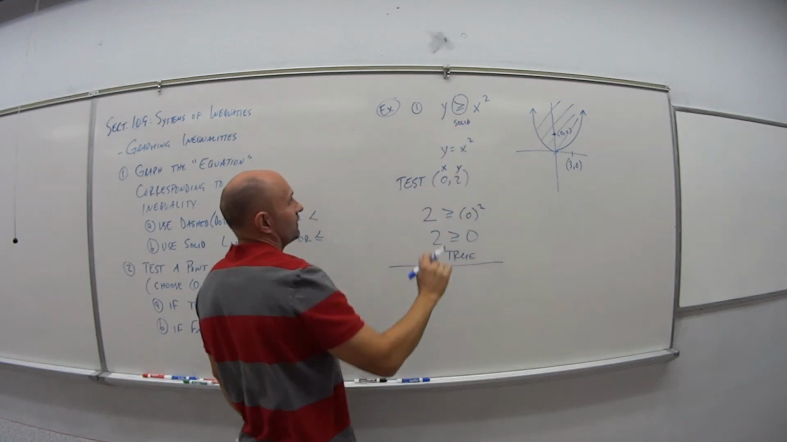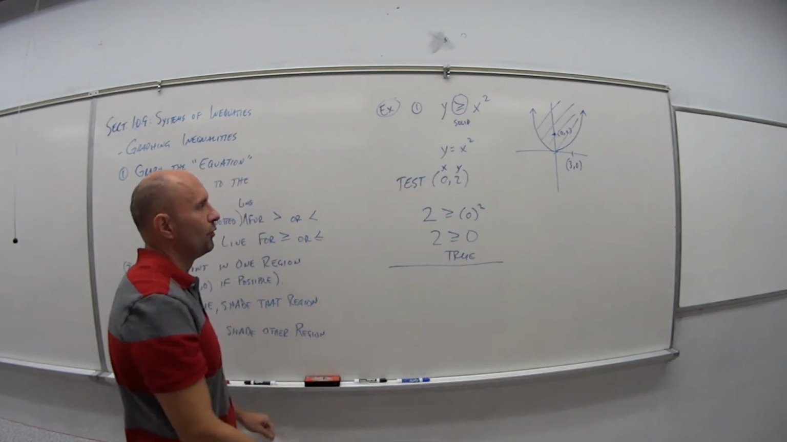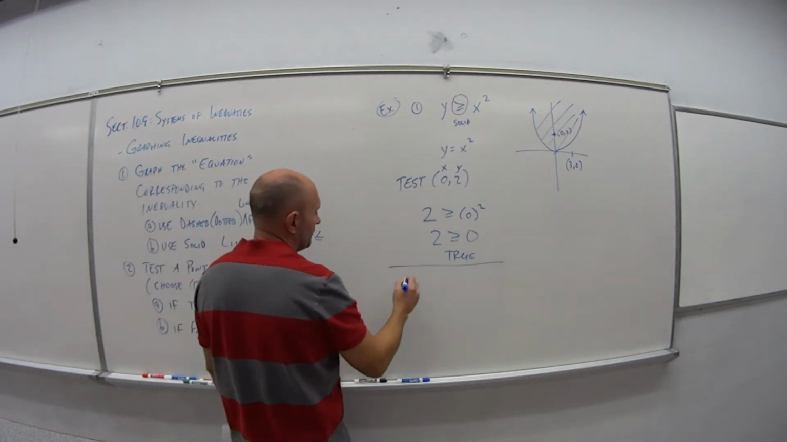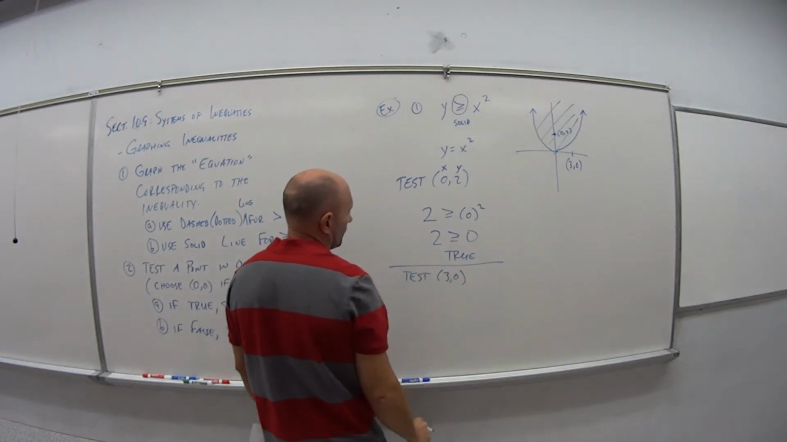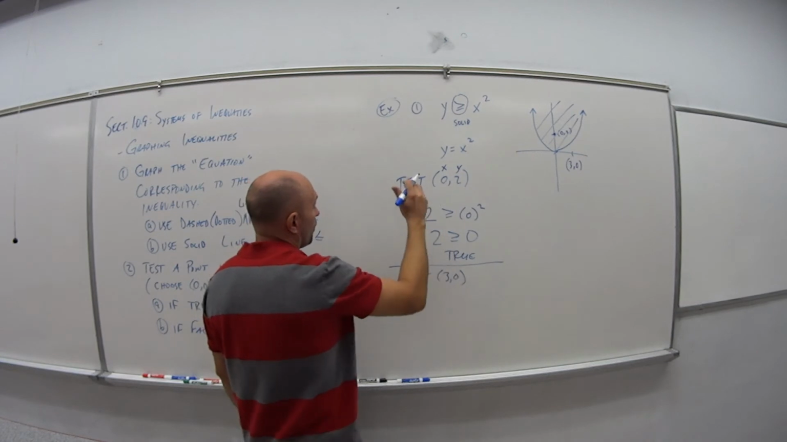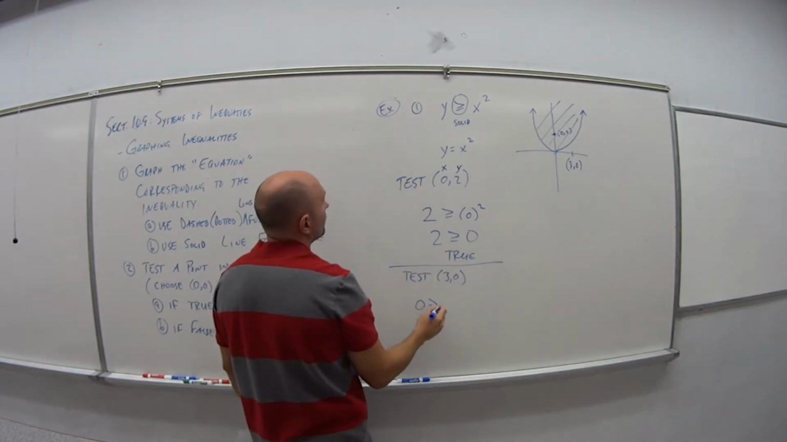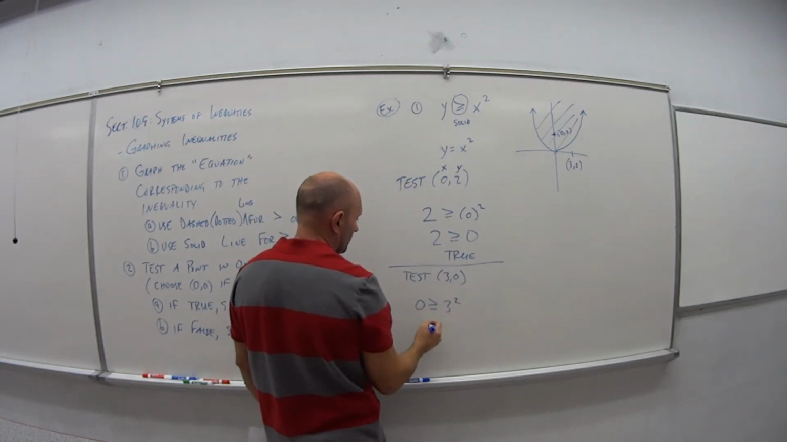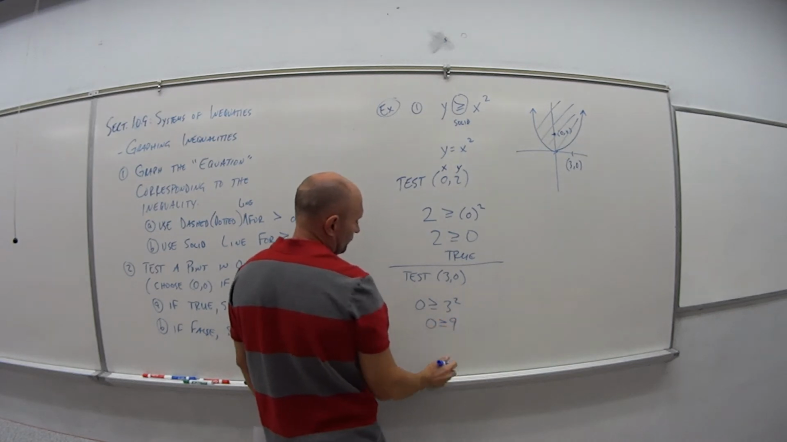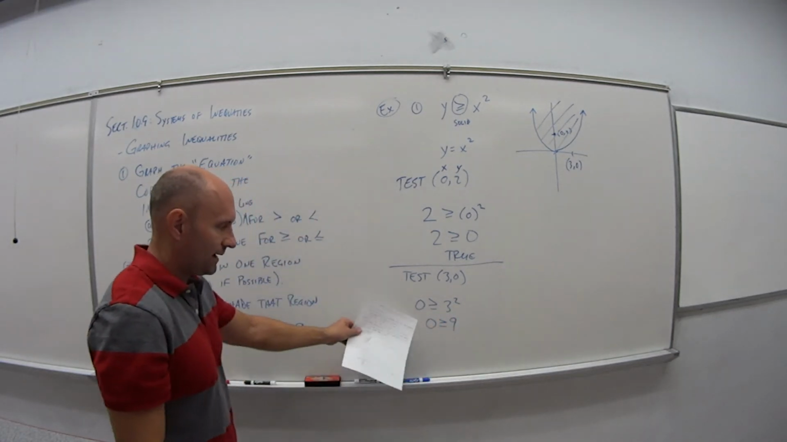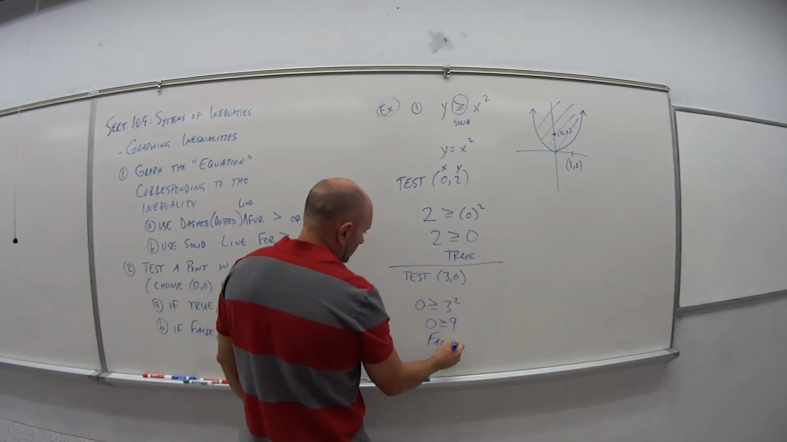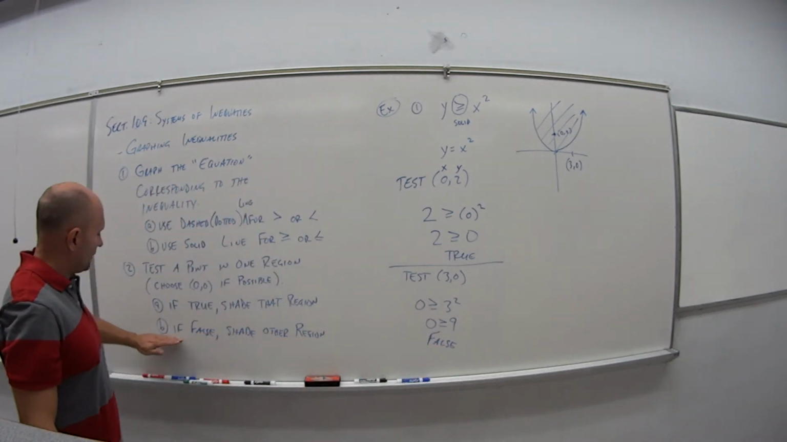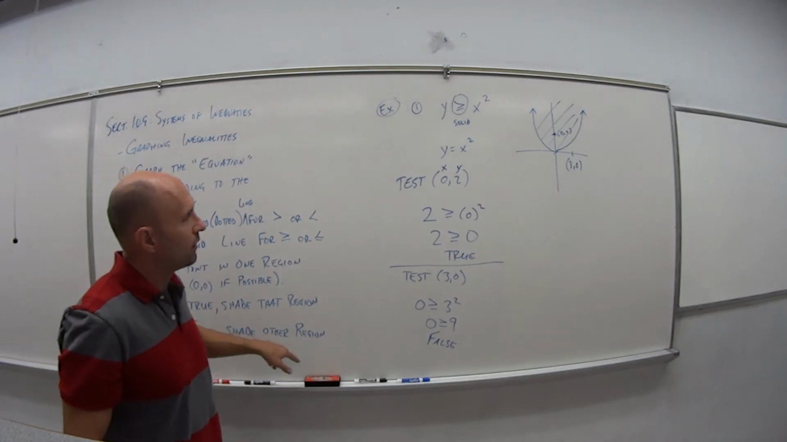So we're basically done at that point. But I'm just showing you what would have happened if we chose 3, 0. So I'm going to test the point 3, 0. If I plug it in, y is 0, greater than or equal to 3 squared. 0 is greater than or equal to 9. That is not true. 0 is not greater than or equal to 9. So that's false. So if it's false, I shade the other region.